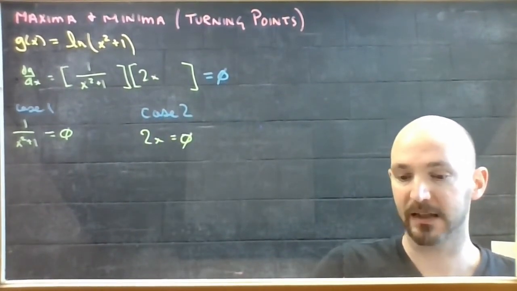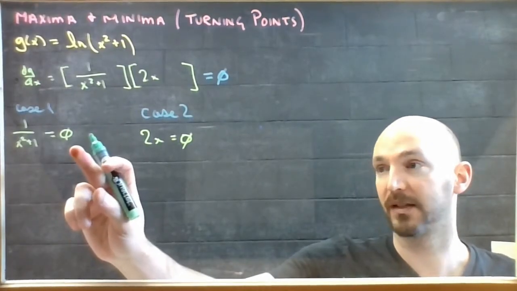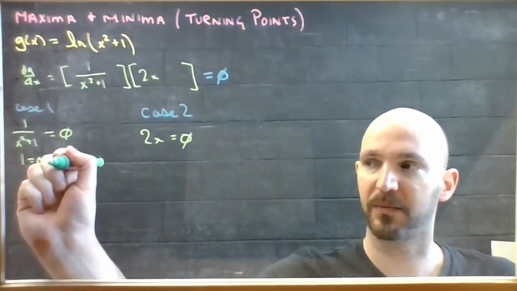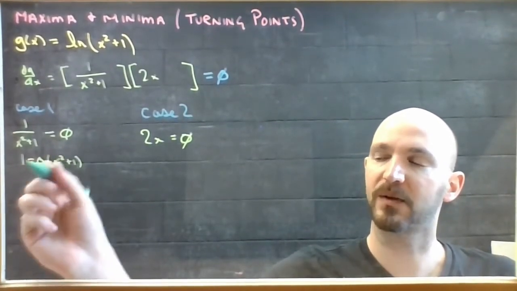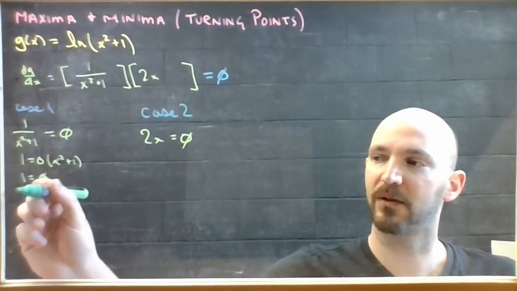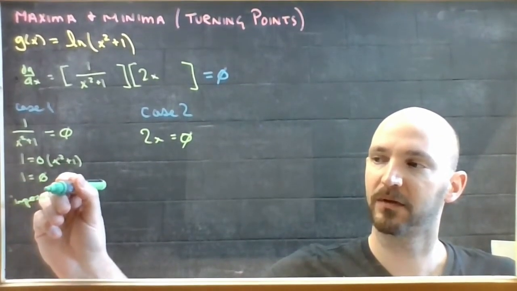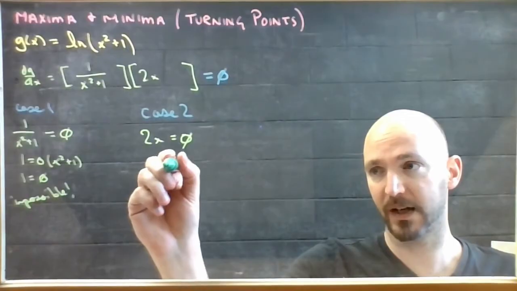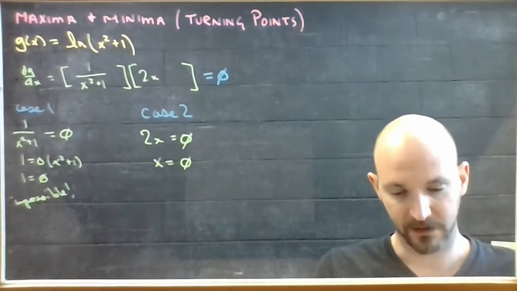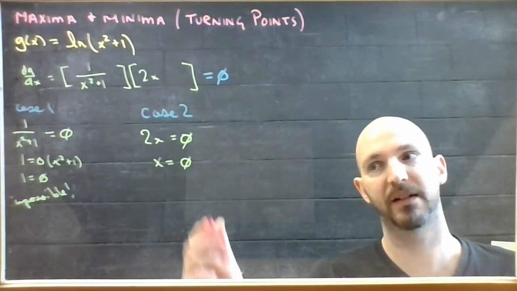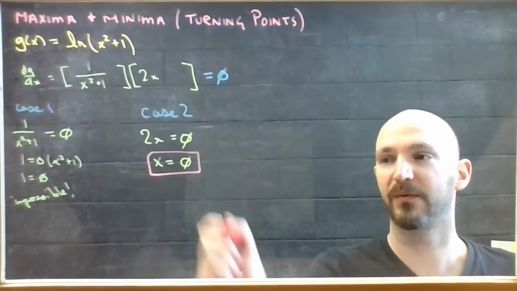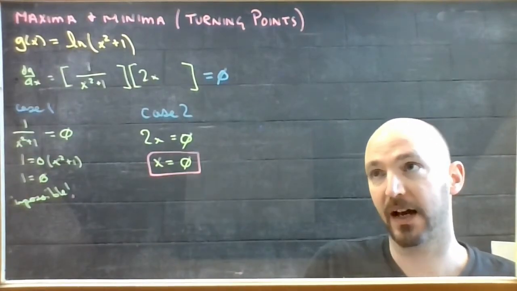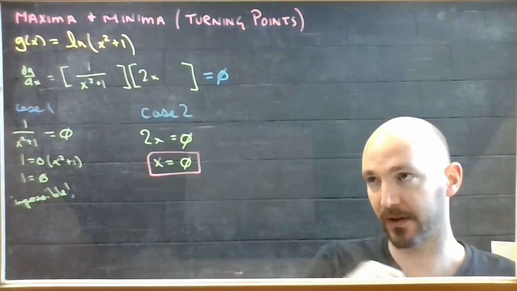So in the first case, you cannot get 0 by division. It's not possible. But to convince yourself, you could do a little cross multiplication. And 0 times x squared would be 0, and that is impossible. Here, divide both sides by 2, I get x equals 0. Now that, like the last example, was a perfectly valid number. It's not going to infinity, it's not giving me an error. So I potentially have a turning point when x is 0 in this function.